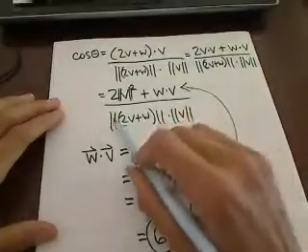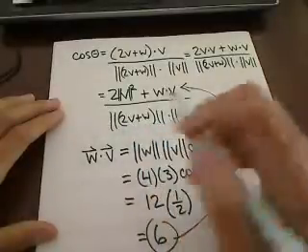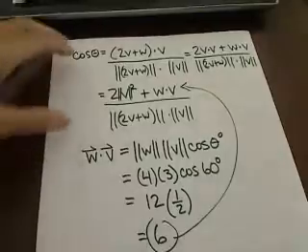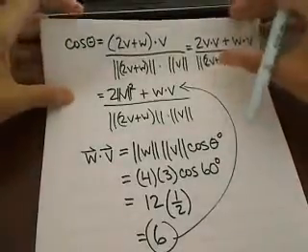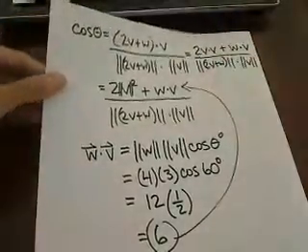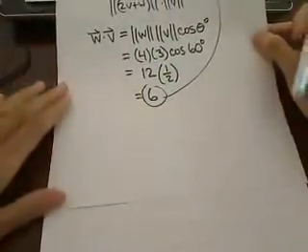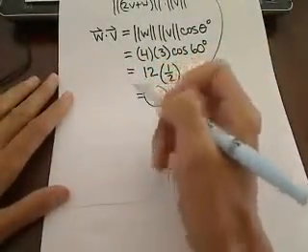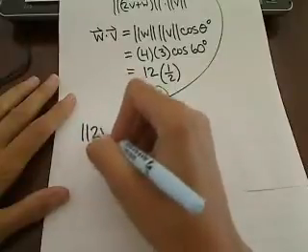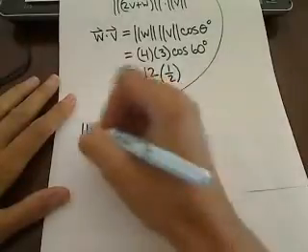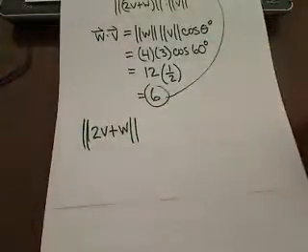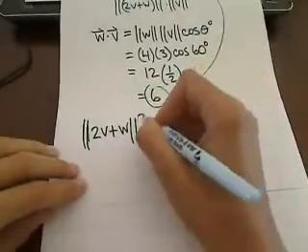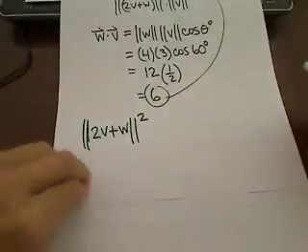So the next thing that we need to calculate is this right here, the magnitude of 2v plus w. I'm going to pull this off to the side and work on it, and then we'll reassemble this in a little bit to get our final answer. So right now we're trying to calculate the magnitude of 2v plus w. What I'm going to do is work with the magnitude of 2v plus w squared.